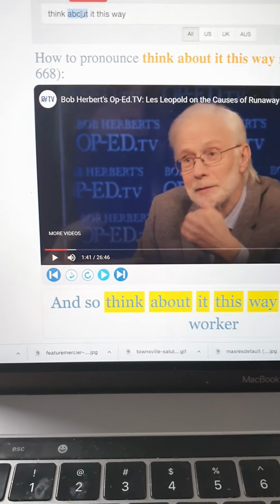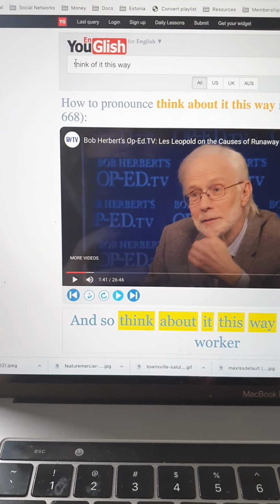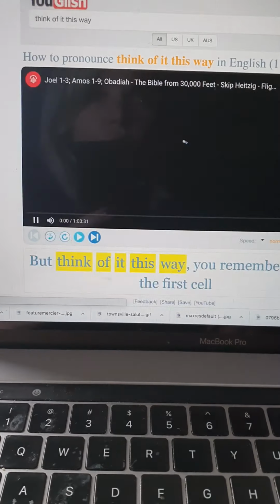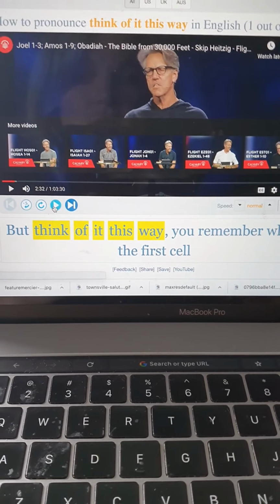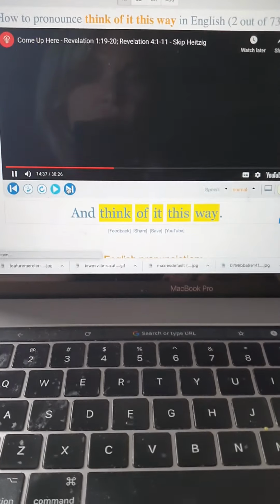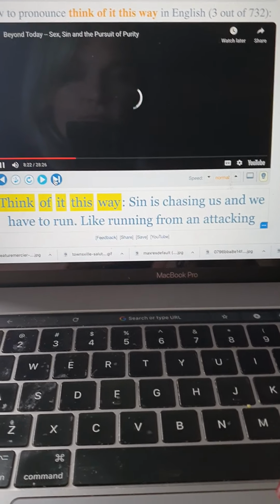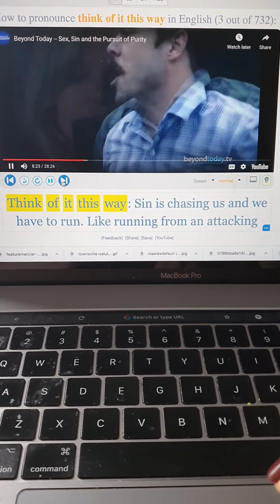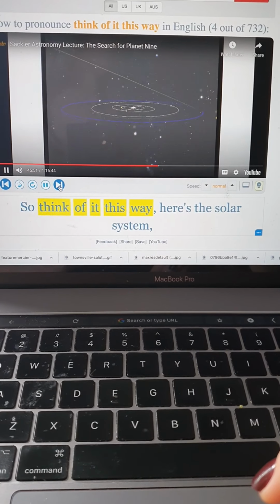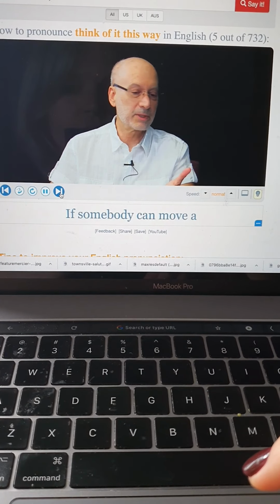Another expression that I found and that I actually remembered is that we could say, think of it this way. Let's try to search for this word combination because it's also possible. I wanted to see if there's any difference. Think of it this way, people in this world are looking for a way out. Think of it this way, sin is chasing us. Think of it this way, here's the solar system. Psychokinesis or PK. Think of it this way.